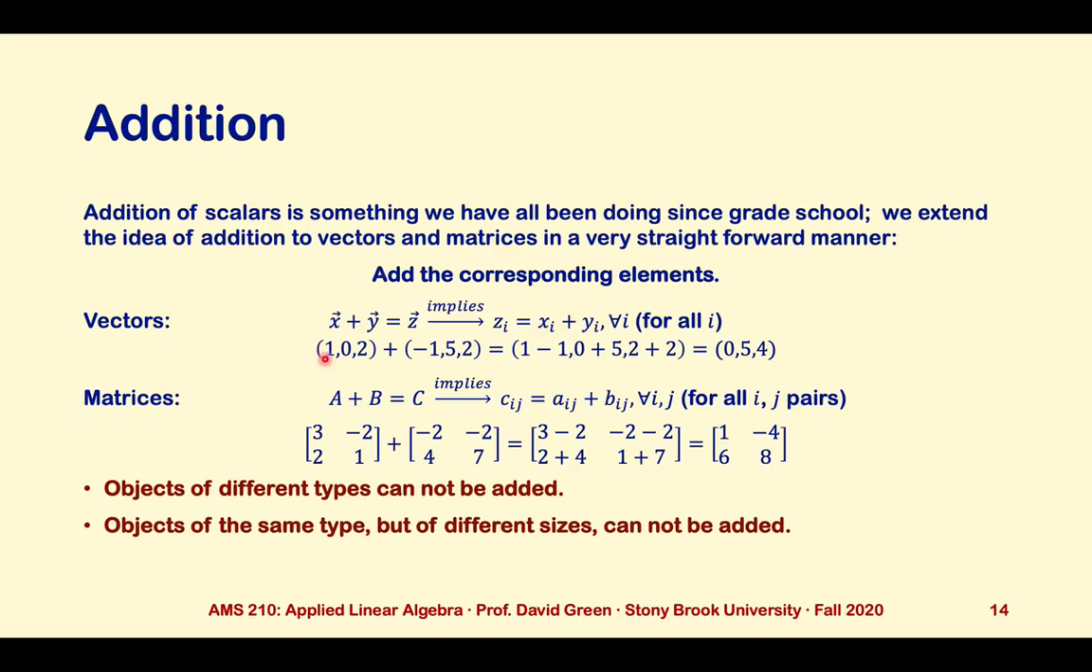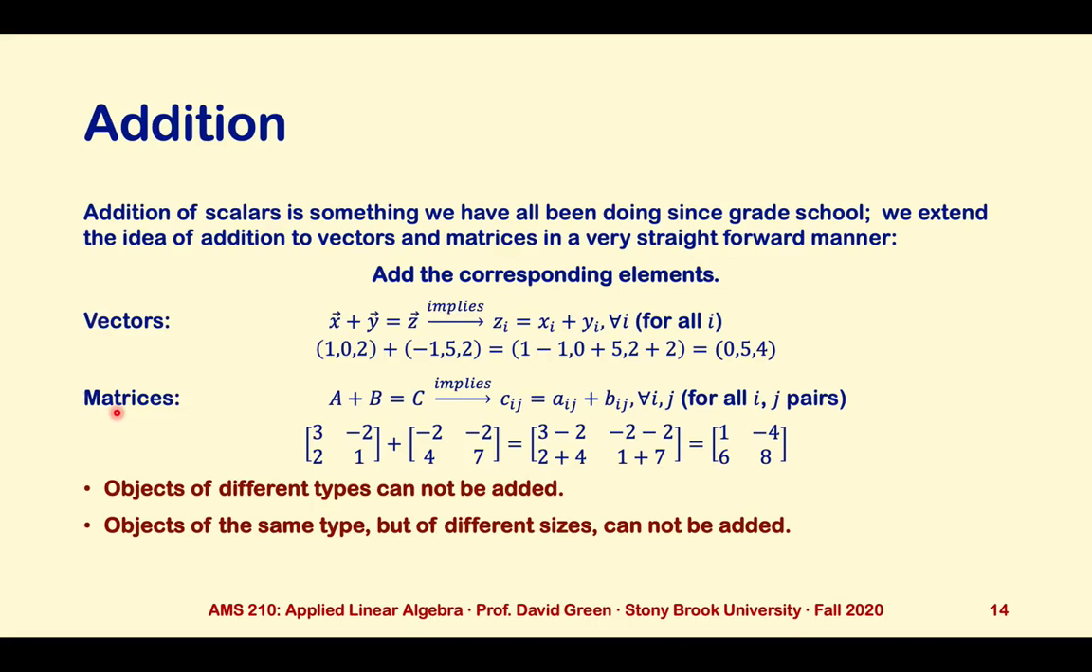The vector 0, 1, 2 added to the vector negative 1, 5, 2 is the vector 1 minus 1, or 0, 0 plus 5, or 5, and 2 plus 2, or 4. We just work with corresponding elements.